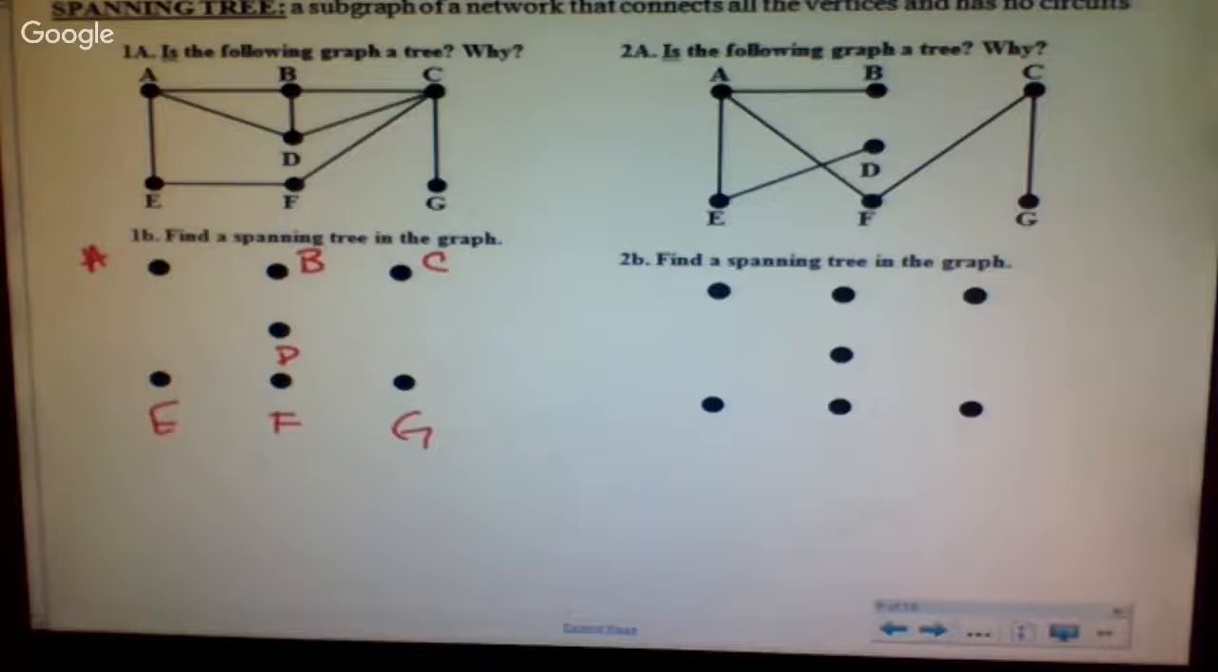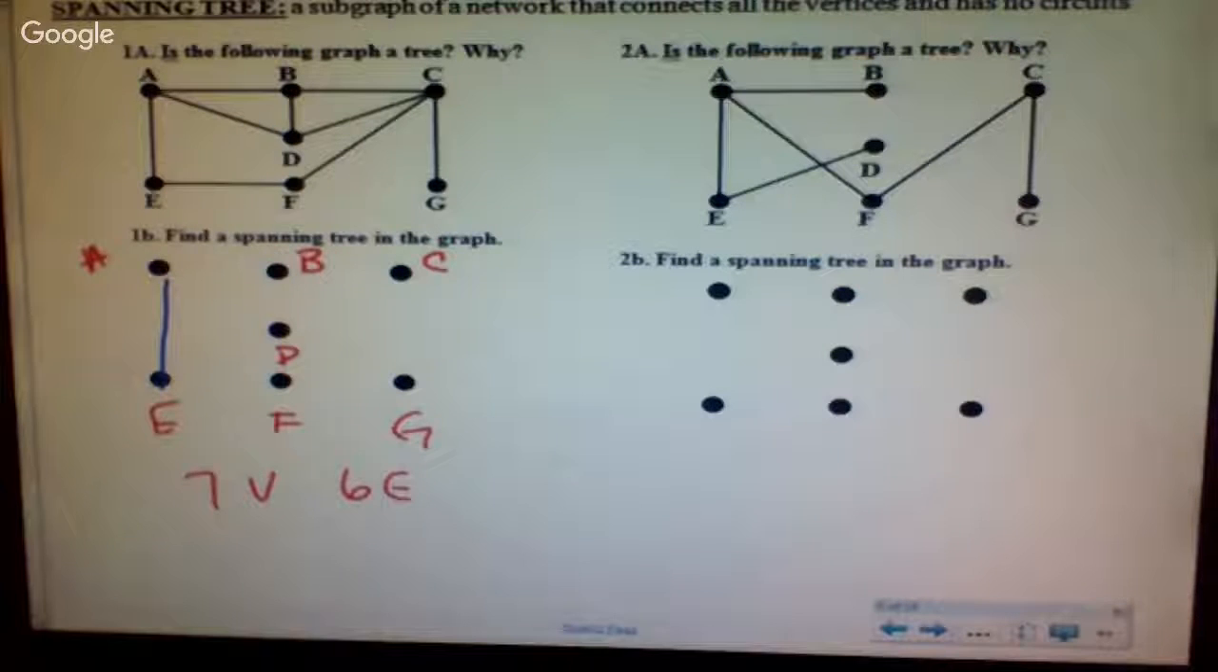I have 7 vertices, which means I need 6 edges. So we need 6 edges from the original graph to reach out to all these dots. What would you like your first edge to be? A to E.